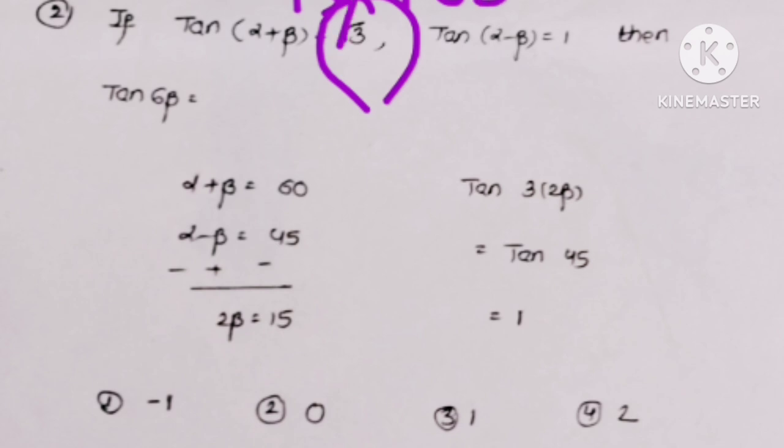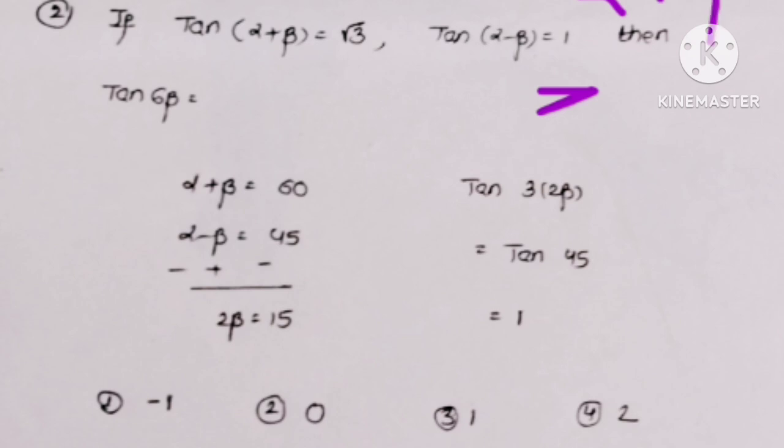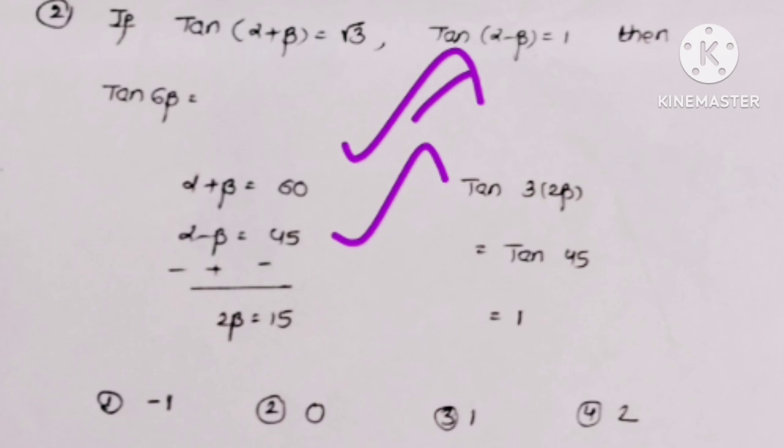So then what is the value of alpha plus beta? Alpha plus beta is equal to 60. In the same manner tan of alpha minus beta is equal to 1 means 1 is nothing but tan 45. Okay, so again you get alpha minus beta is equal to 45. Okay, write the two equations here. Alpha plus beta is equal to 60 and alpha minus beta is equal to 45.